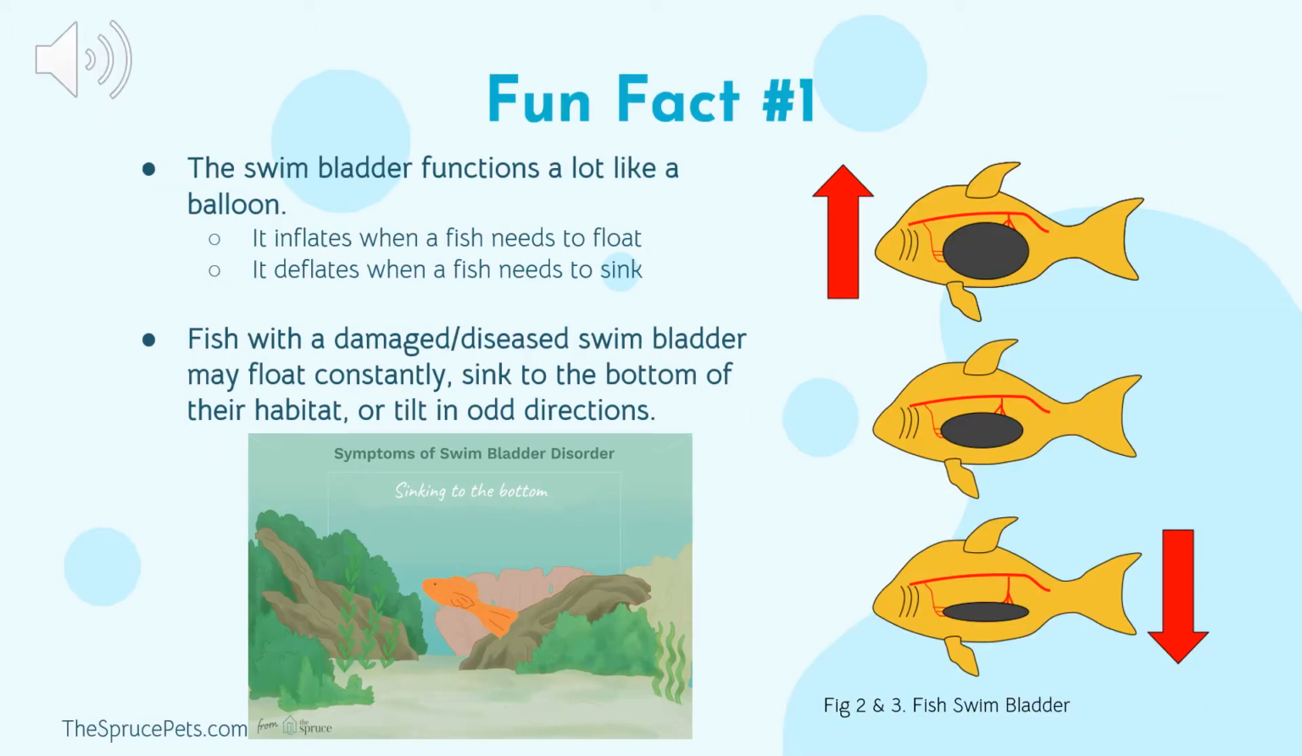So here's our first fun fact of the day. The swim bladder actually functions a lot like a balloon. The fish inflates it when it wants to float and deflates the bladder when it wants to sink. The image on the right shows the inflation and deflation of the swim bladder.